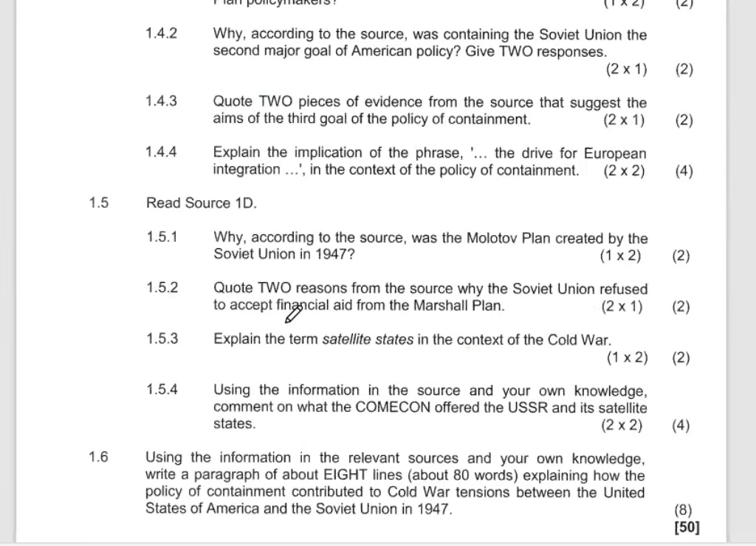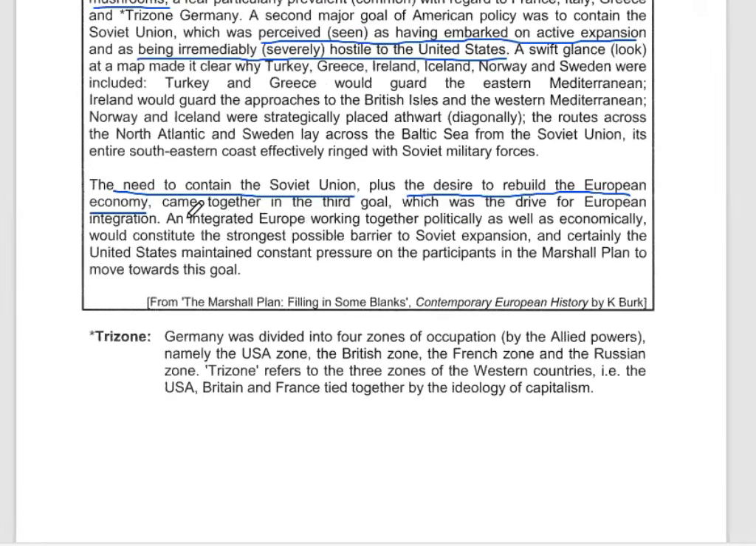Explain the implication of the phrase, the drive for European integration in the context of the policy of containment. Where do we get that statement? We find it here. It says, they need to contain the Soviet Union plus the desire to rebuild the European economy came together in the third goal, which was the drive for European integration.